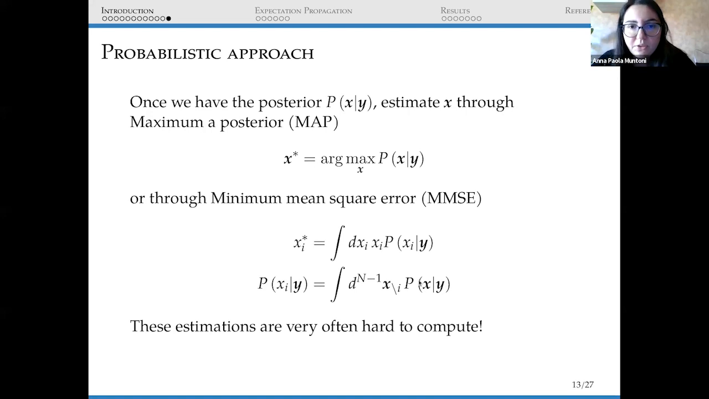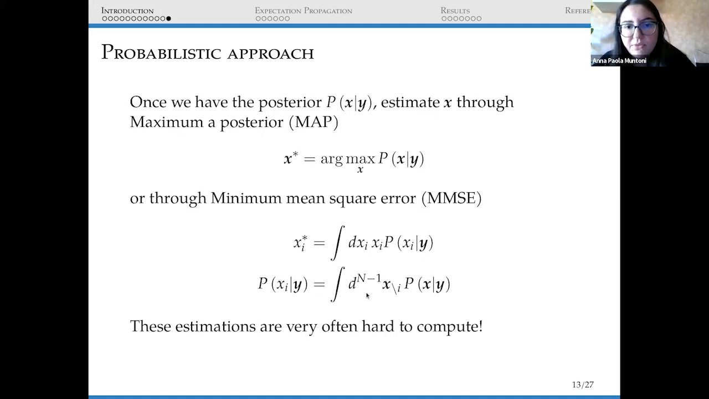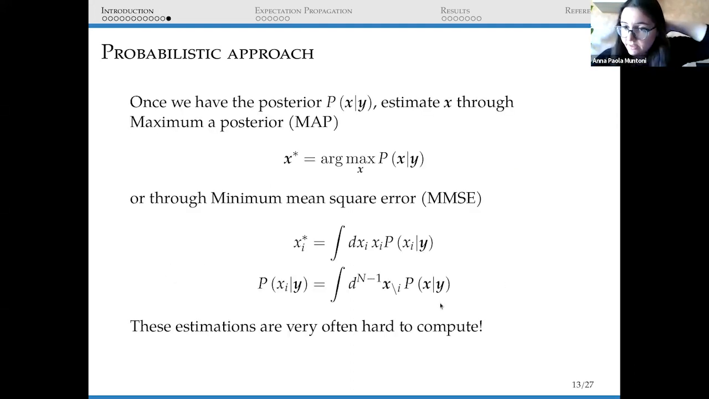And the problem of this computation arises from the functional form of this prior, because it is a product of bimodal distributions, and if you try to compute all these integrals, you see that it's not possible to do that in general. Instead, the L1 regularization is doable. So what we want to treat is the L0 regularization case, and we address it using approximation.